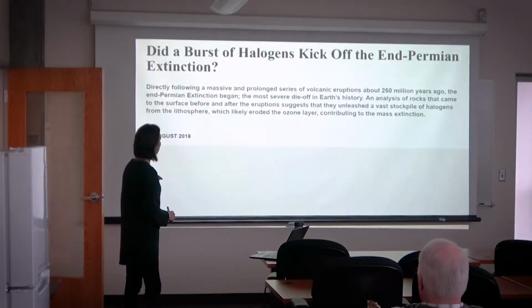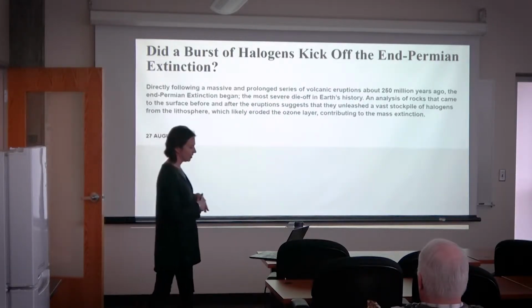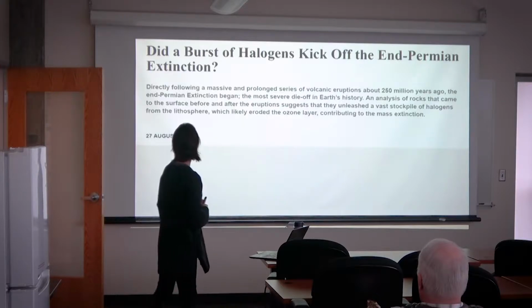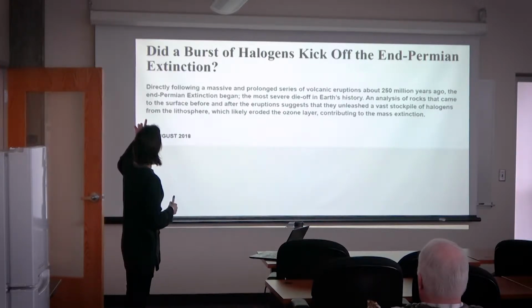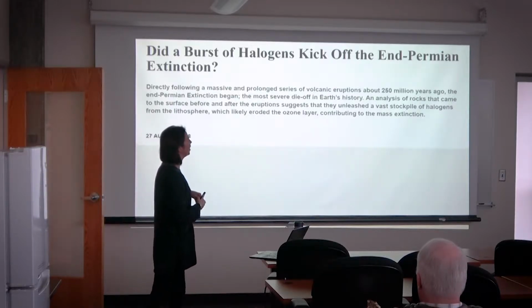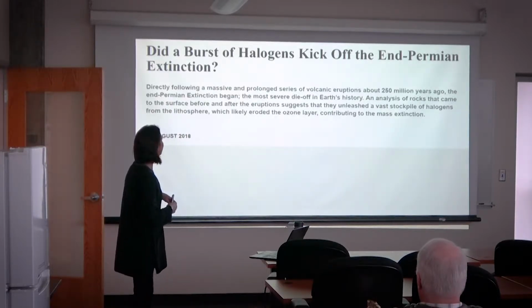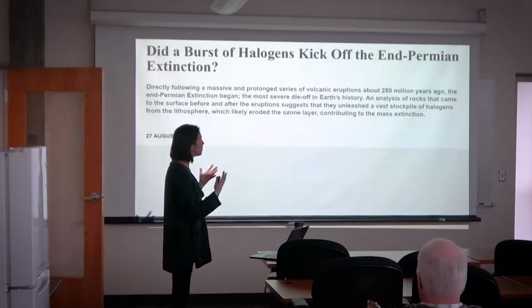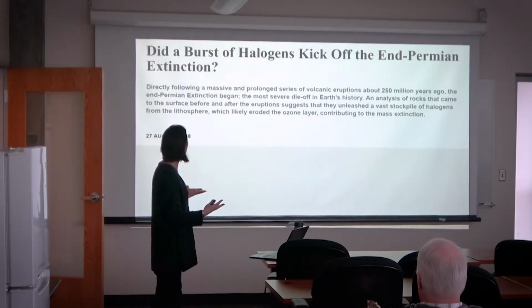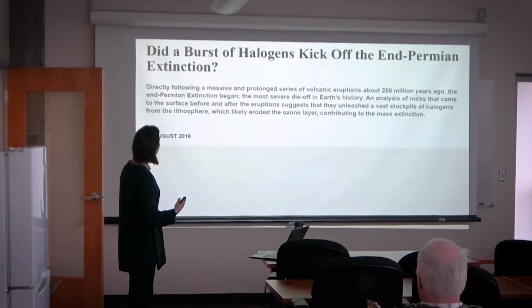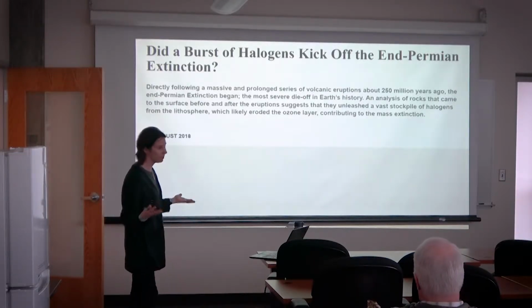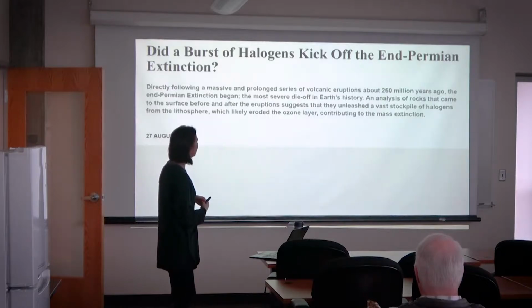So this is from the Deep Carbon Observatory website. They're highlighting a paper, and they're asking, did a burst of halogens kick off the end of the Permian extinction? Directly following a massive and prolonged series of volcanic eruptions about 250 million years ago, at the end of the Permian, extinction began. It's one of the most severe extinction events in Earth history.